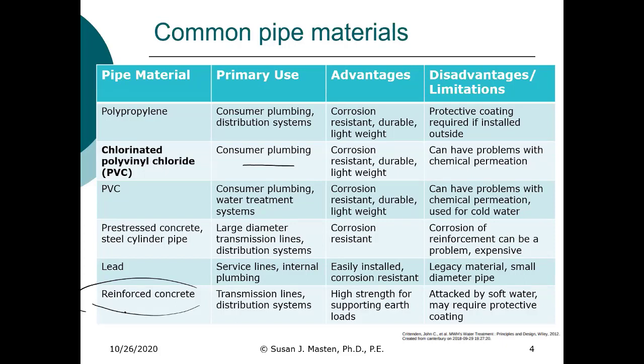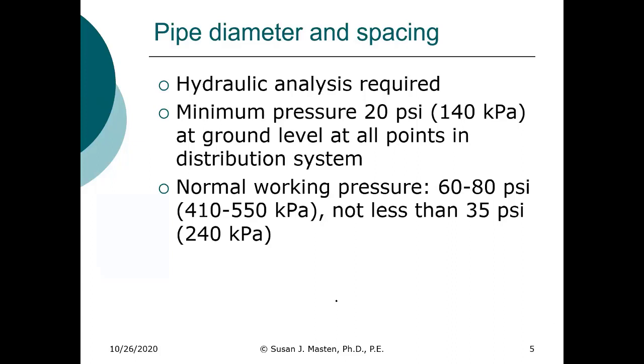And it didn't corrode as rapidly as cast iron. On the other hand, when it does corrode, it results in the release of lead into the water. Now, when we're distributing water, we need to ensure that it is at a minimum pressure of 20 psi, and that is at ground level at all points in the distribution system.